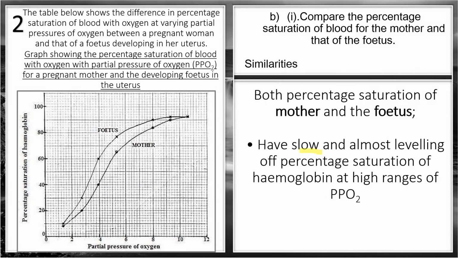Then they have slow and almost leveling off percentage saturation of hemoglobin at higher ranges of oxygen partial pressure. So as they go on increasing, you will see that the increase in percentage saturation at higher levels goes on decreasing until it levels off. If you look at that one of the fetus, and then you look at that one of the mother, they go on leveling off slowly up to the end.